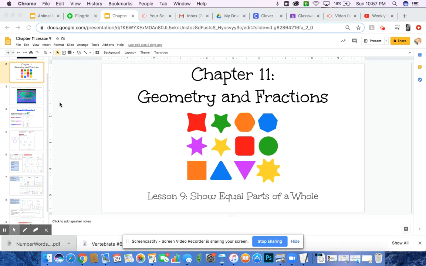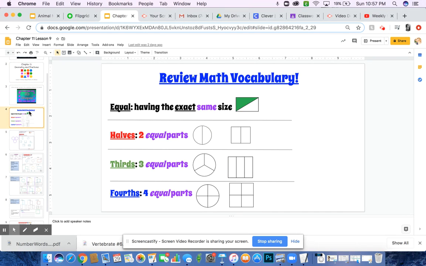So to begin, we'll go over some of the math vocabulary that was introduced the last lesson. So the first one is the word equal. Equal means having the exact same size. So as you can see in this rectangle, there are two parts. Both of them are the exact same size.